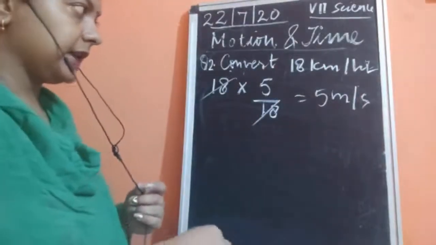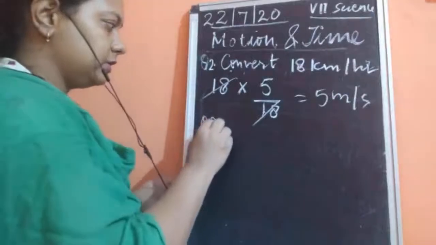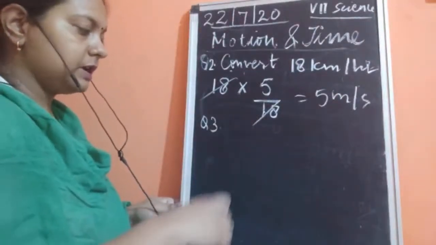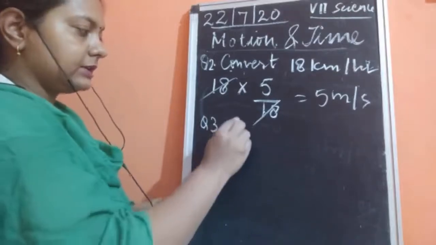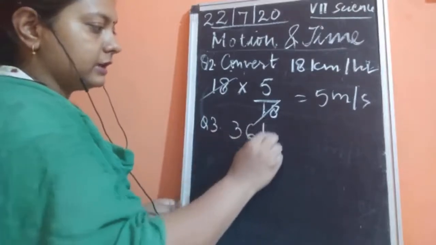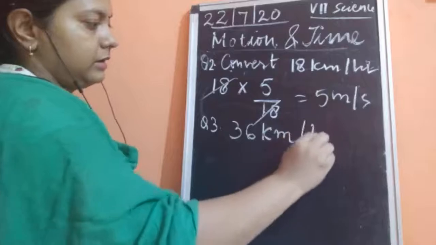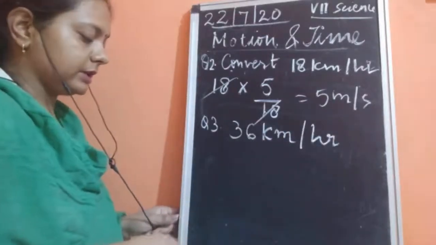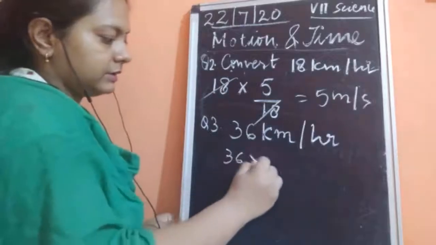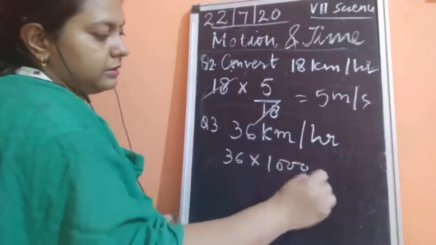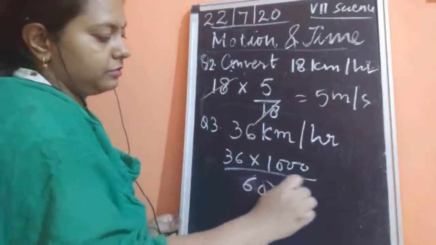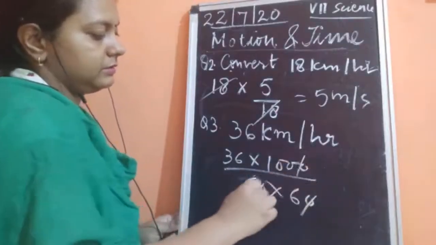Okay, so next we'll calculate one more question. Now we'll do it again in the shortcut way and the long way first. So first in detail, we need to convert this 36 kilometer per hour into meter per second. Okay, so we'll convert this 36 into 1000 divided by 60 into 60.